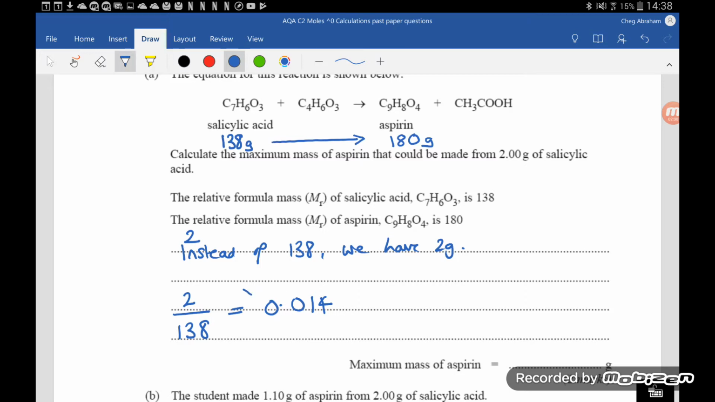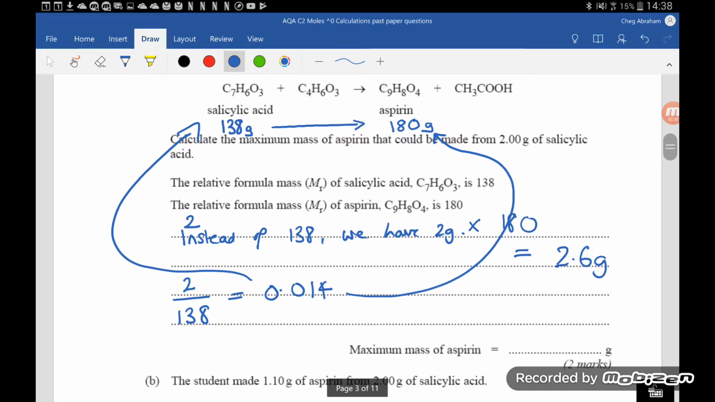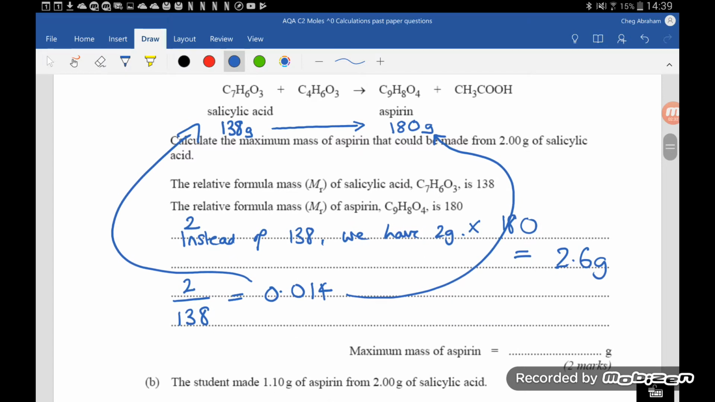So if we've only got 0.014 of our amount of salicylic acid compared to 138, we're only going to make 0.014 of the amount of aspirin. So if we're making 0.014 of the amount of aspirin, it's 0.014 times 180. And that comes in at 2.6 grams. So 138 grams would give 180, but only 2 grams of salicylic acid gives 2.6 grams. And so there's the answer.